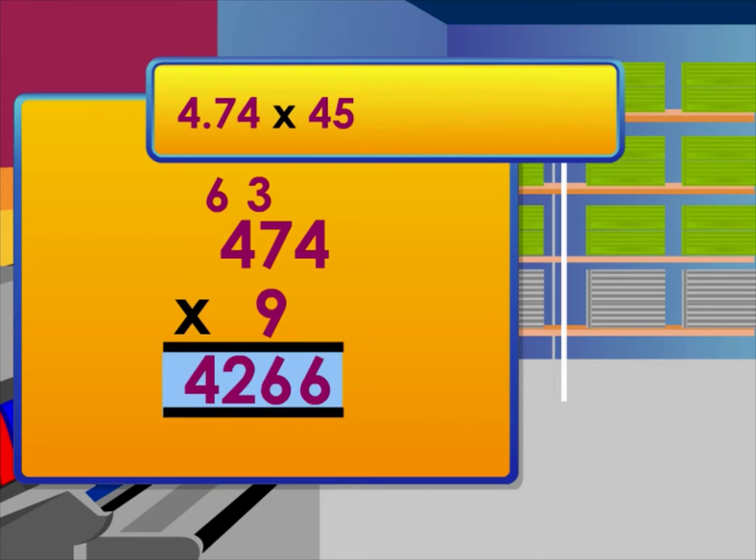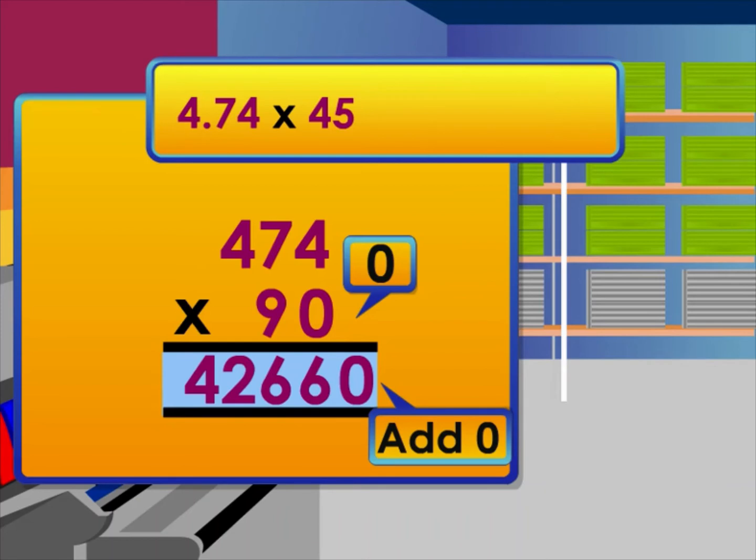Is this the answer? This is not the answer. Can you tell me why? Yes, the multiplier is actually 90. So we have to add one zero to the product. So it's 42,660. The answer to 4.74 times 90.